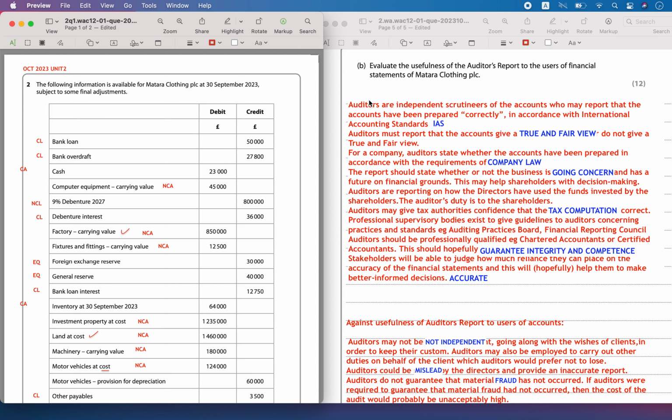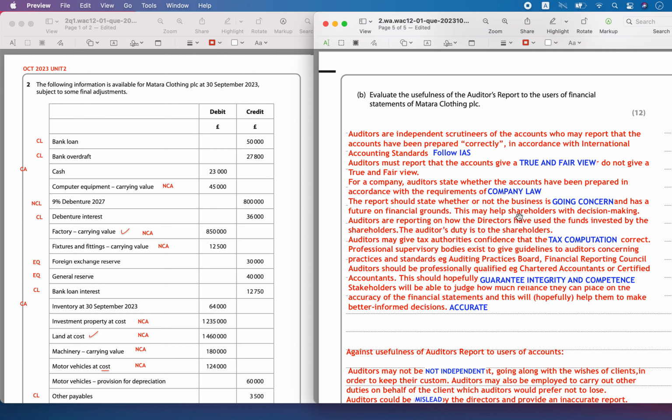Then the report should state whether or not the business is a going concern and has a future on the financial backgrounds. This may help shareholders with decision making. Auditors are reporting on how the directors would have used the funds invested by the shareholders. The auditor's duty is to the shareholders.